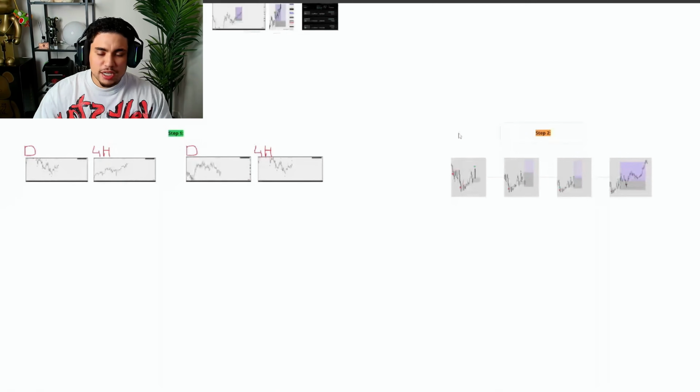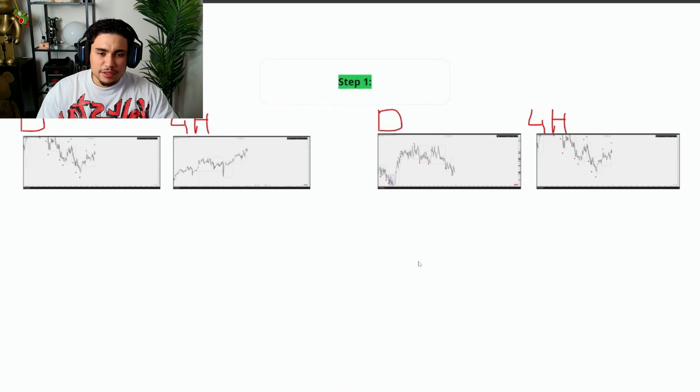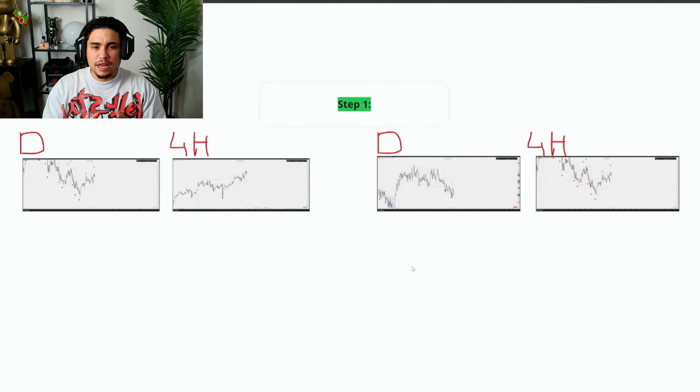So this strategy and the way I'm going to be breaking it down takes less than 5 minutes. Not only that, it takes 2 small steps. Step number 1 is going to be creating our bias. What this means is straight up just knowing if you're going to be looking for buys or for sells. And all I need to do this is 2 different time frames, the daily and the 4-hour.